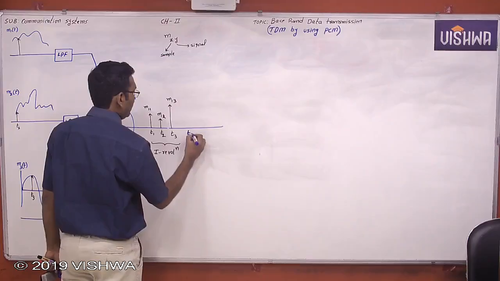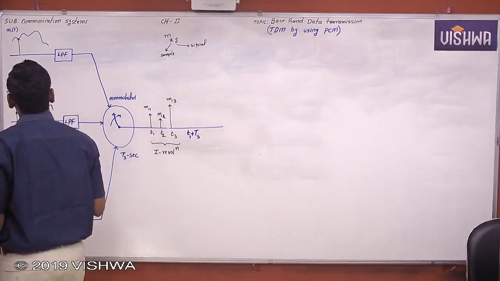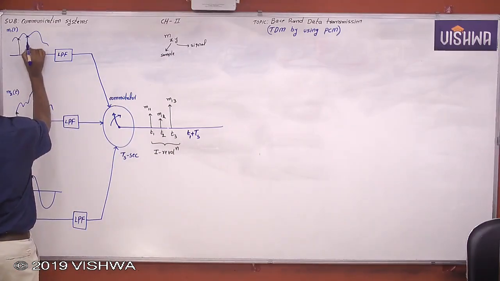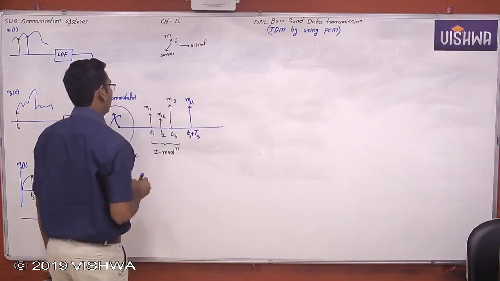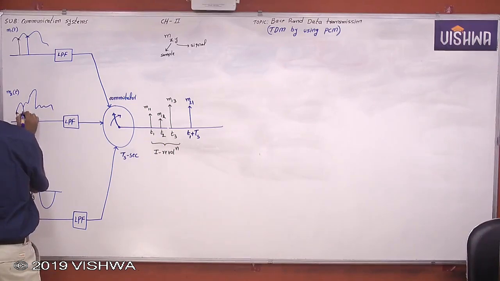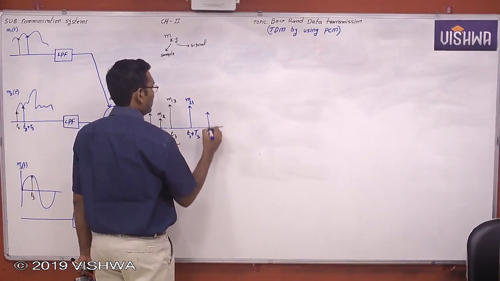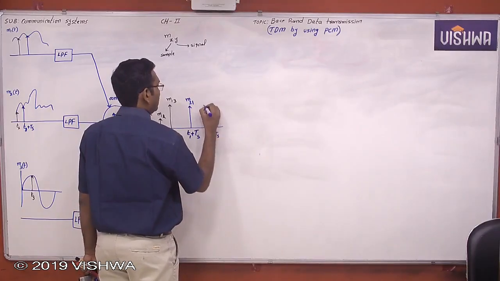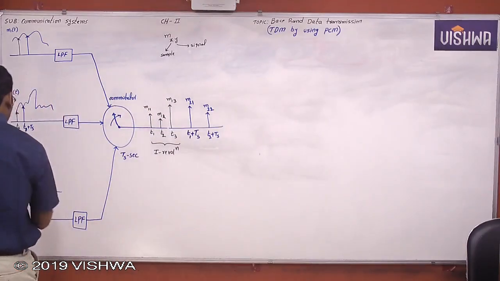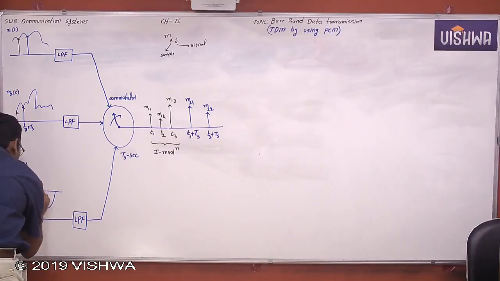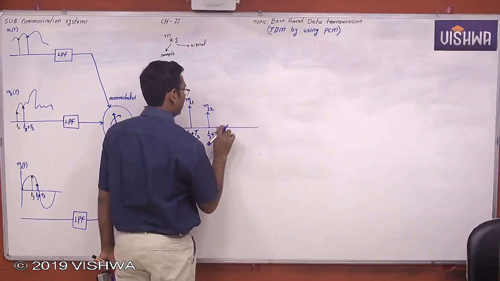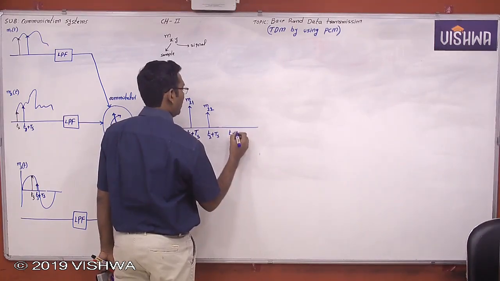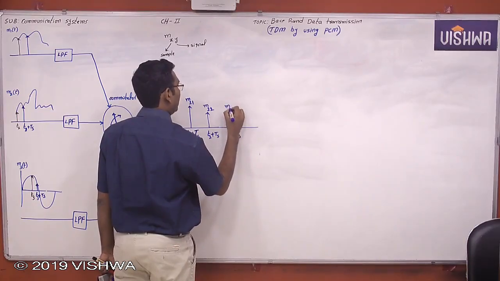Ts seconds is completed. Therefore, after t1 plus Ts seconds, this is the second sample of the first message signal. Now at t2 plus Ts seconds, the second sample of the second message signal. Now at t3 plus Ts seconds, the second sample of the third message signal.